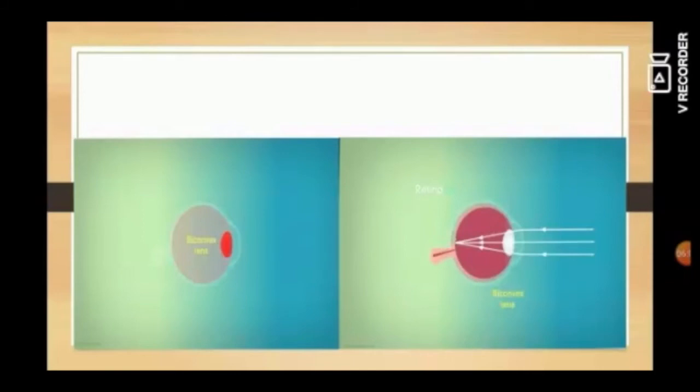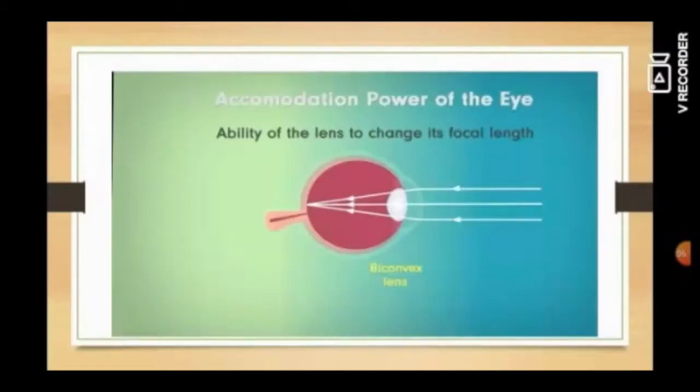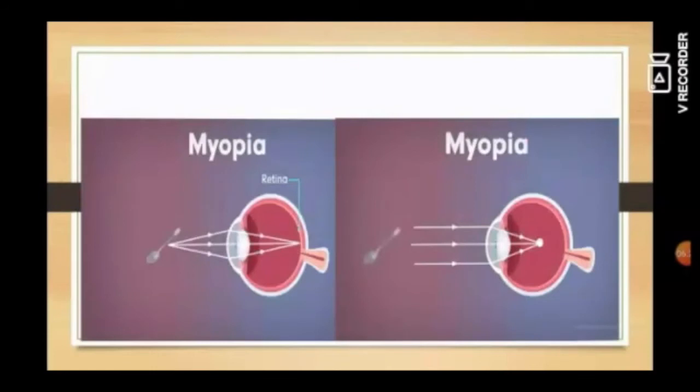By changing the shape of the lens, the direction of the propagation of light changes. The ability of the lens to change its focal length is known as the power of accommodation. Now basically, today we shall be discussing myopia. It is the condition of the eye in which nearby objects are clearly visible, but the distant objects get blurred.